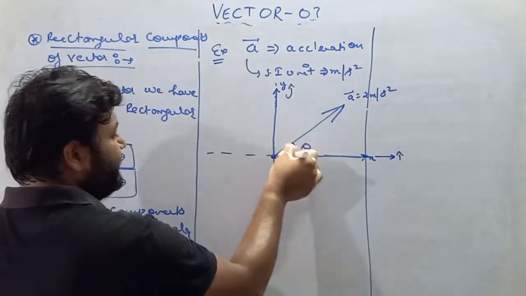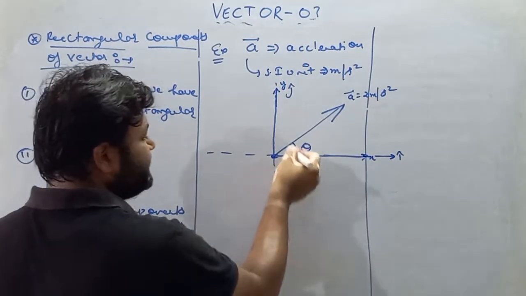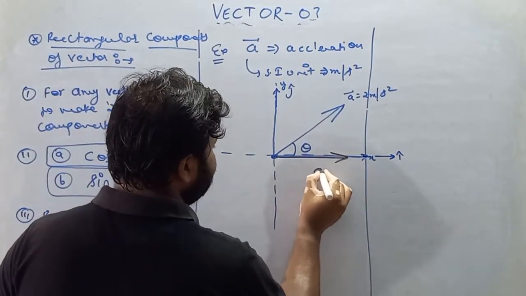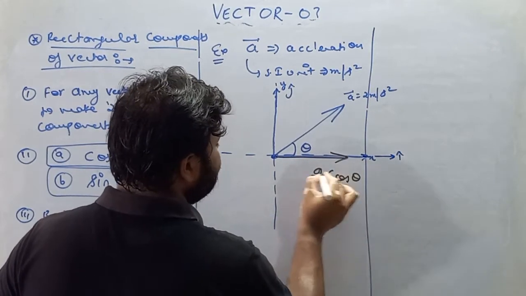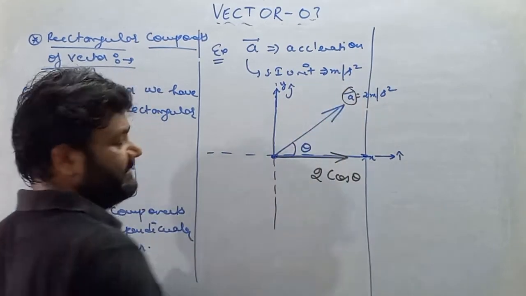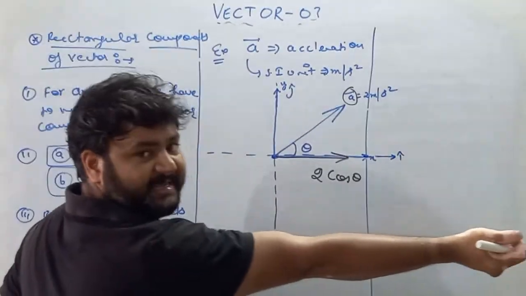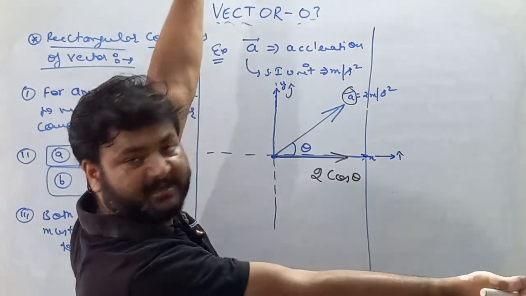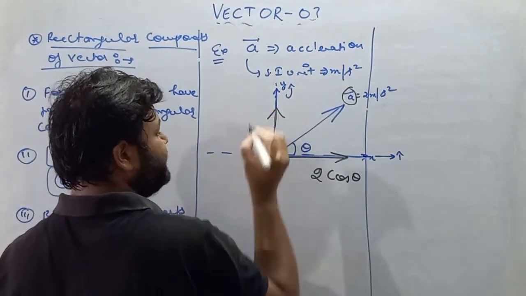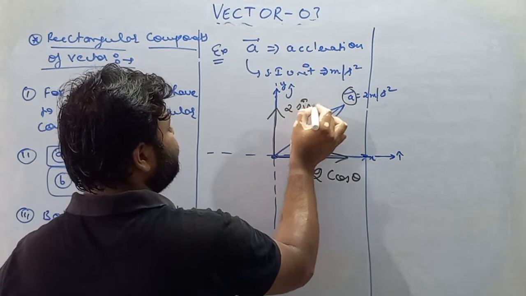So my dear student, in this situation, the acceleration is making angle theta with the x-axis. So along x we'll write 2 cos theta. 2 is the magnitude of the vector and here the vector is acceleration. Similarly, if 2 cos theta is here, then perpendicular to cos we'll write the sin component. So perpendicular to cos must be along the y-axis and it is 2 sin theta.